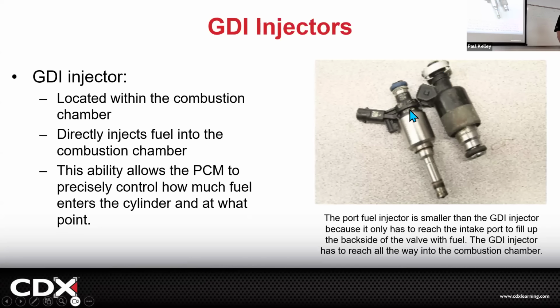Okay, this injector is the GDI. It has an O-ring to the fuel rail, but on the bottom, this is not an O-ring. A lot of times it's a Teflon seal, because it's got to go into the cylinder and be exposed to combustion. It's one O-ring at the top and a special seal.